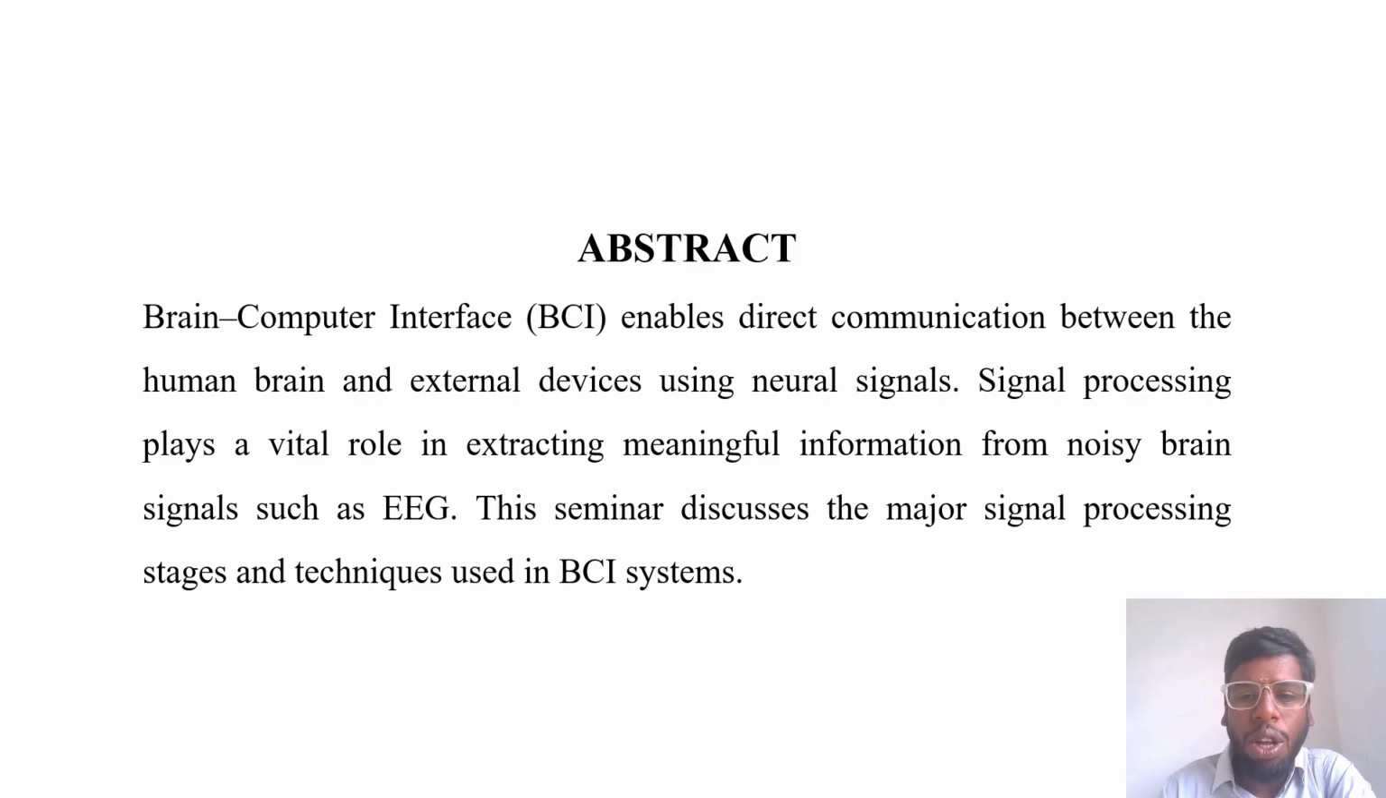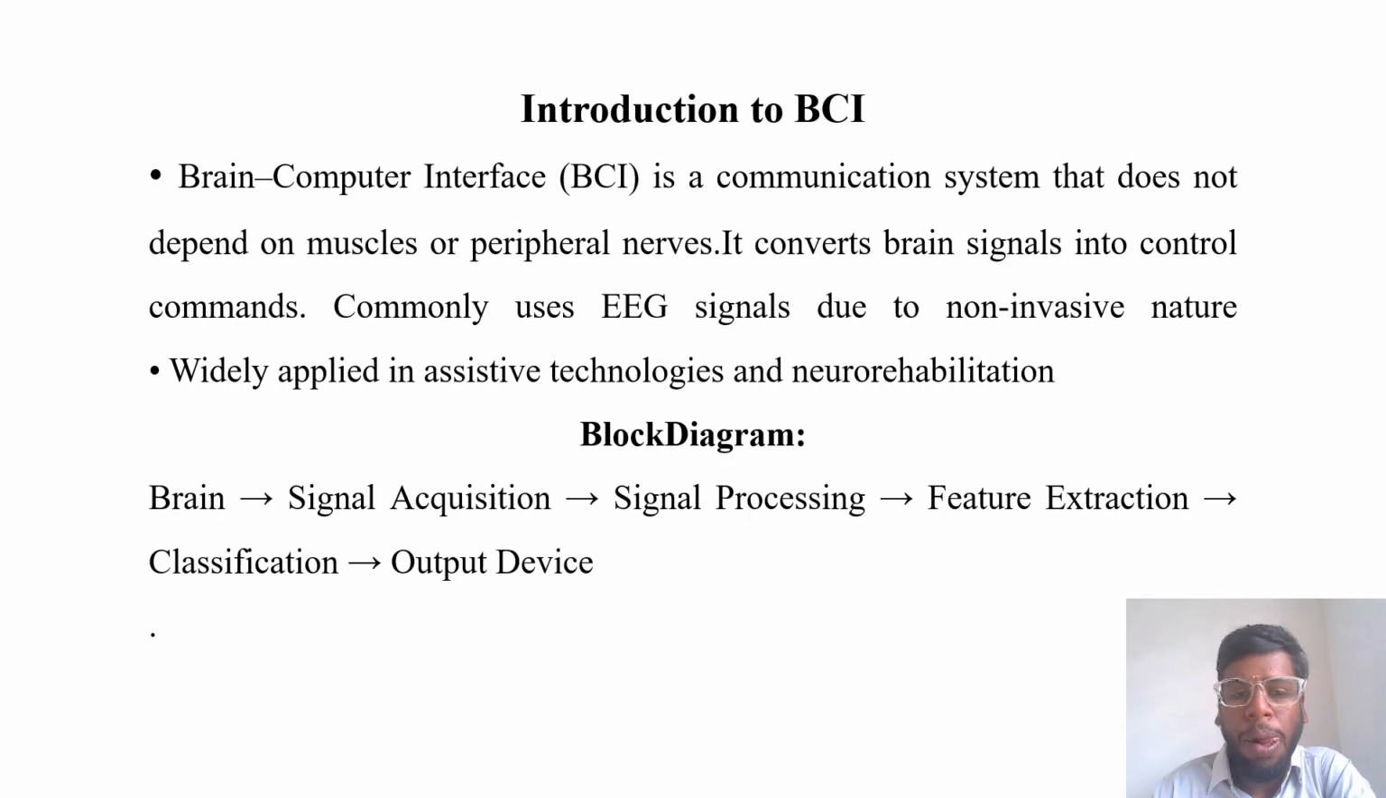So, abstract. It enables direct communication between the brain and an external device, where we give the neural signals to the computer and extract the meaningful information from the brain noises. After that, we have many steps to abstract the EEG signal. It does not depend on the muscle or peripheral nerves. It converts the brain signals into control commands.